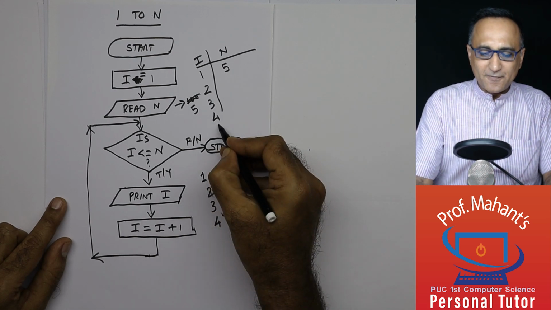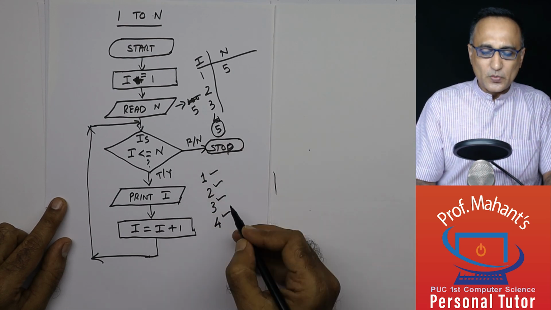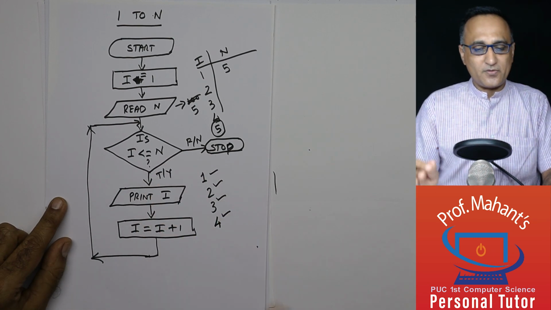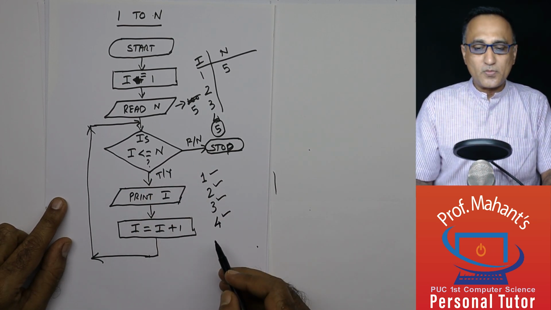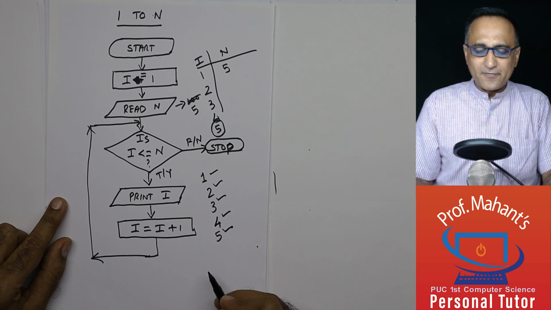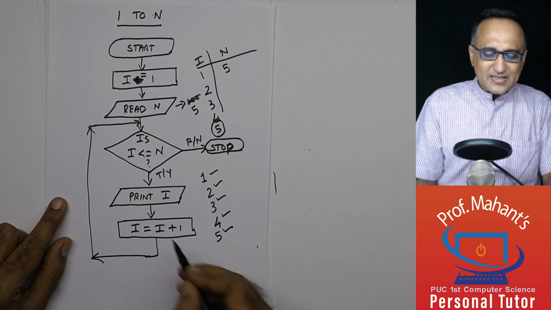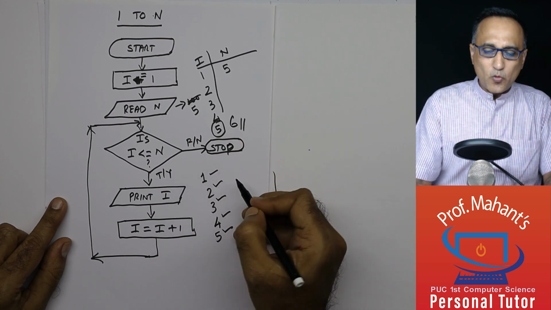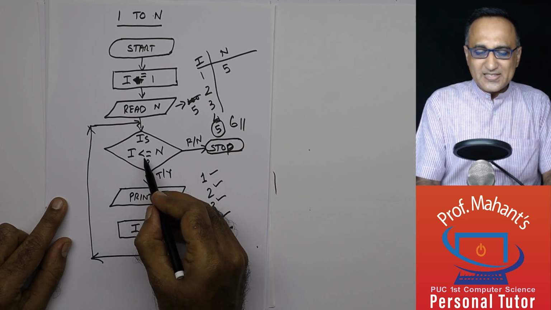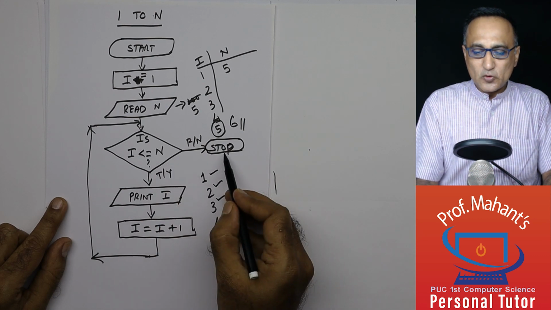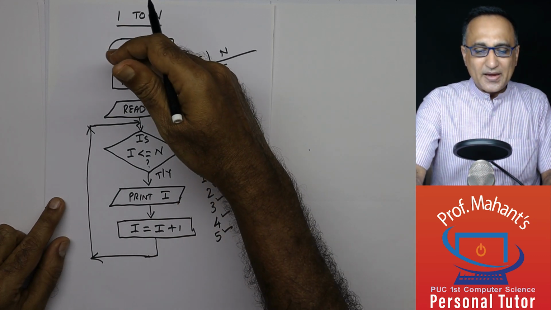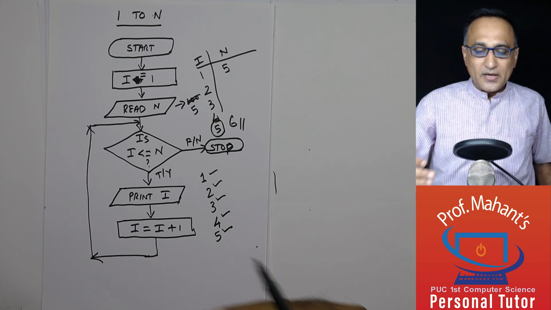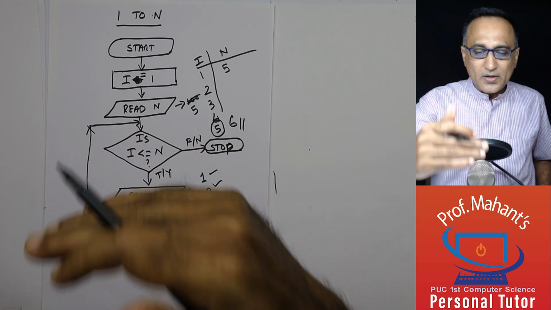I becomes 5. Keep track of this value. 5 is not less than 5, but it is still equal to 5. So we are still okay, or true. I am printing 5. Now I ends up becoming 6. Once I becomes 6, you have to watch: 6 is not less than or equal to 5. So I will halt. So this is the way I am going to go about printing numbers from 1 to n using an iteration or loop.